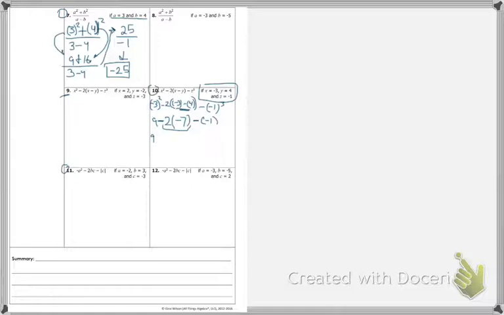2 times negative 7 ends up being negative 14. But then these two here cancel, so we're left with positive 14. So that means these two right here cancel, and it's plus 1. This ends up being 24. Alright. Now we're dealing with absolute value.